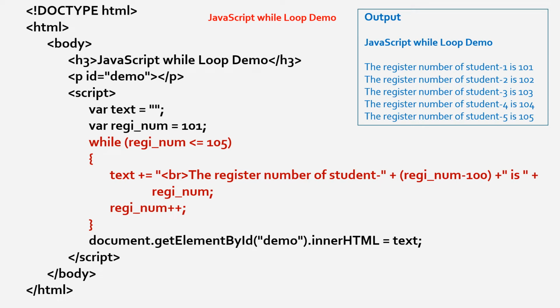After that, register number will be incremented by 1, register number plus plus. Again control will be transferred here, and that will keep on checking the loop. Now register number is 102, 102 less than or equal to 105, again the condition is true, then 102 will be displayed, and this will keep on executing like this. Okay, this is a simple example of a while loop.